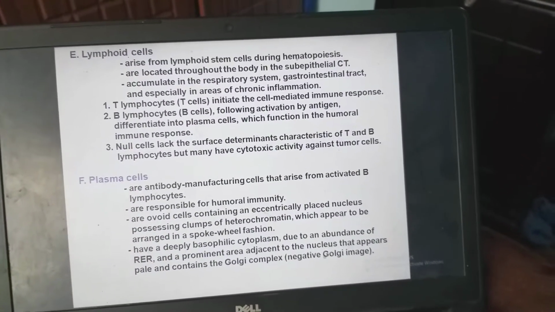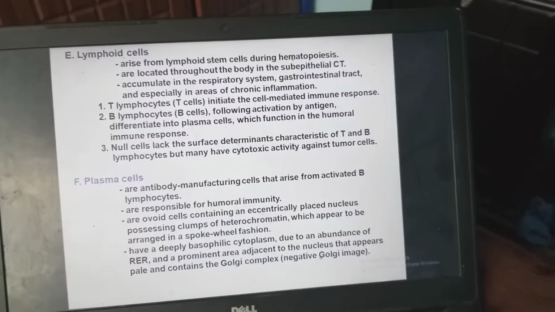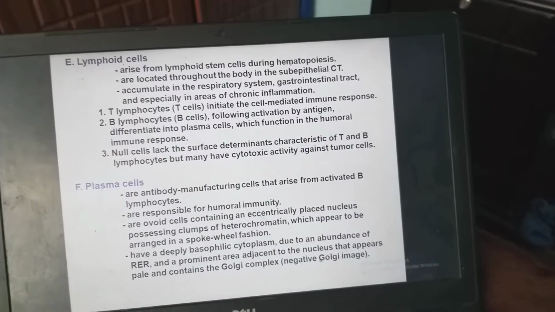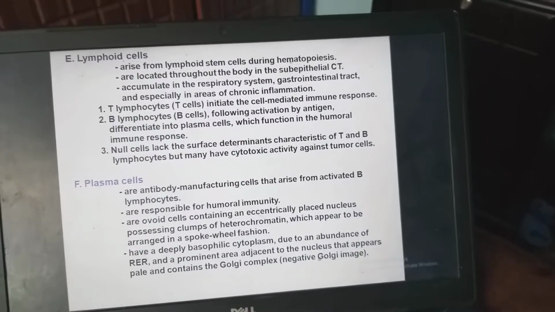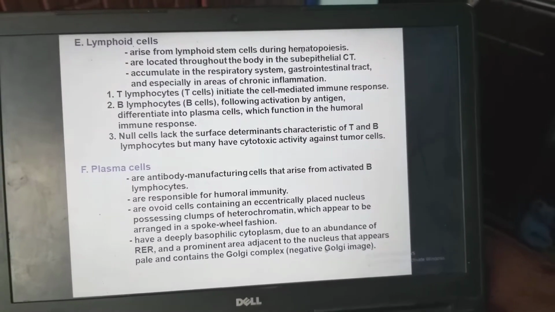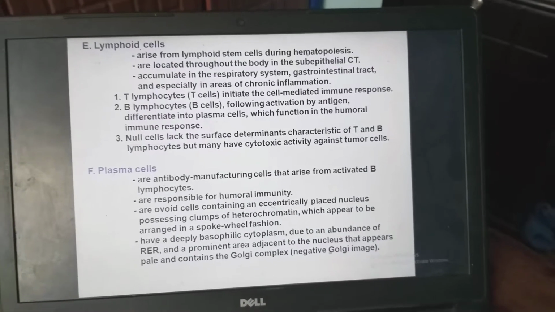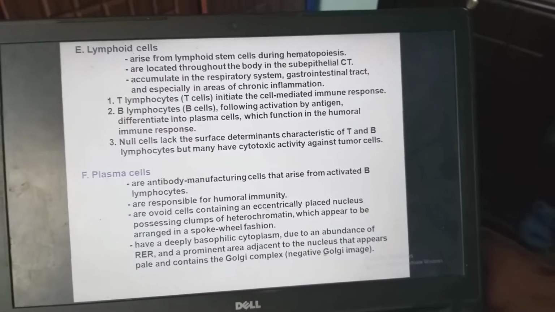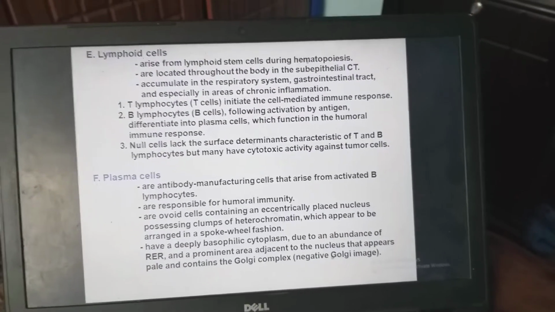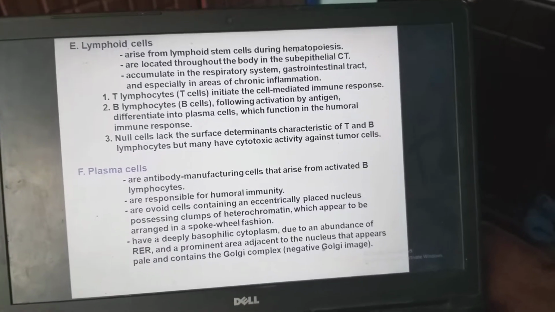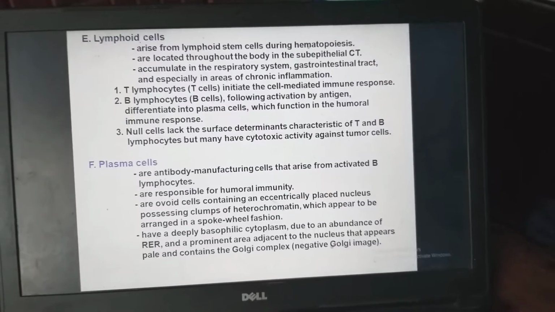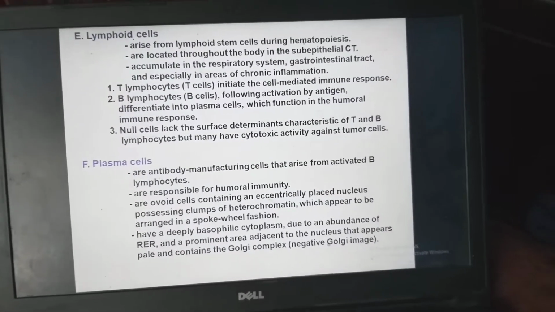Lymphoid cells you can simply classify as T lymphocytes, B lymphocytes, and null cells or natural killer cells. T and B lymphocytes have determinants on their surfaces, so they have memory cells, but natural killer cells have no memory cells. They simply have cytotoxic activity against tumor cells, whether it is foreign to the body or not, totally natural killing. But when we come to B and T cells, they have memory cells. Plasma cells are simply activated B cells which are responsible for humoral immunity.